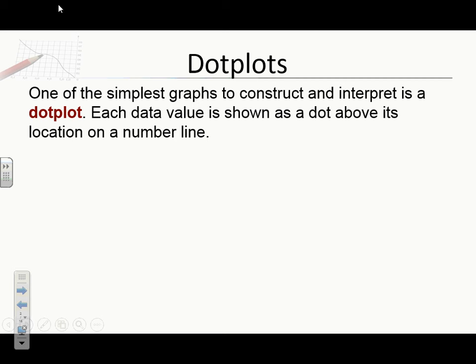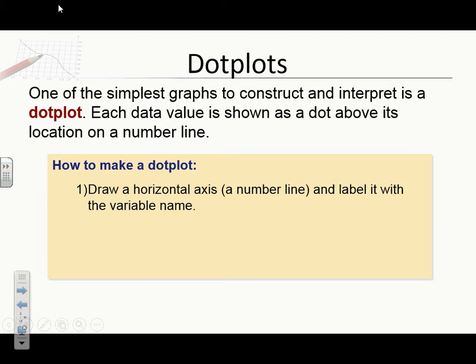So as far as creating dot plots go, you're going to start with the horizontal axis. Now this can also be done vertically, but generally when you see these drawn out, the horizontal axis is the way to go. So you're going to create a number line and label it with the variable name. So whatever variable you measured, make sure that goes on as a label for that x-axis. And then you're going to create a scale. So when you create that number line, you need to make sure your minimum value and your maximum value are accounted for on that scale.